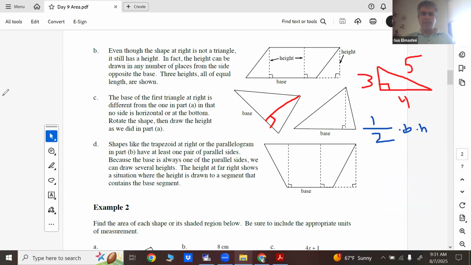So I just do 1/2 times 3 times 4, right? Oh, why did I put 1/3? That was dumb. Yikes. So it's 6, right? Now, what if I rotate the triangle in a way like this? What if I rotate it?